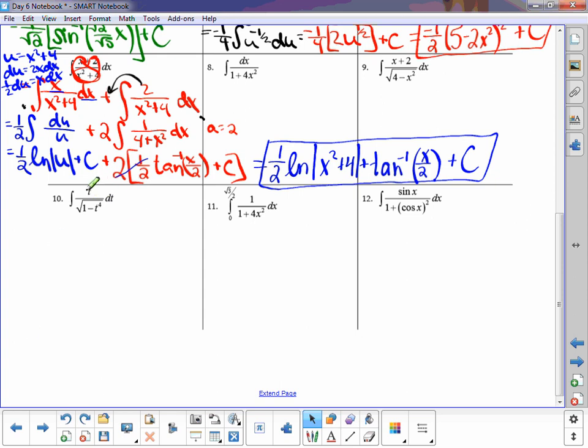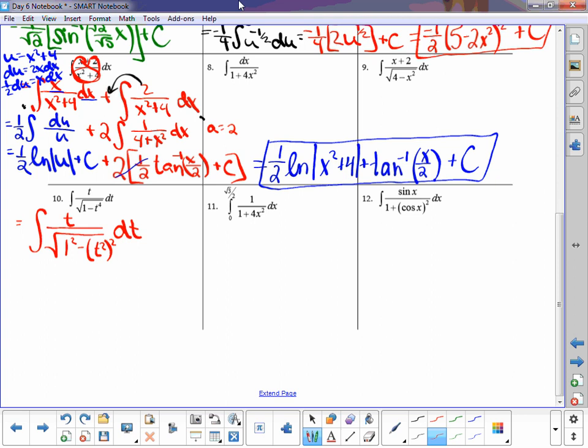Negative 4t cubed. Do I have t cubed up there? Ooh. Is t to the fourth the perfect square? The problem we have though is that there's t on the top of it. Yes. I like that answer. How could I rewrite t to the fourth as something squared? t squared squared, right? So this is like t over square root of 1 squared minus t squared squared. Does that make sense?